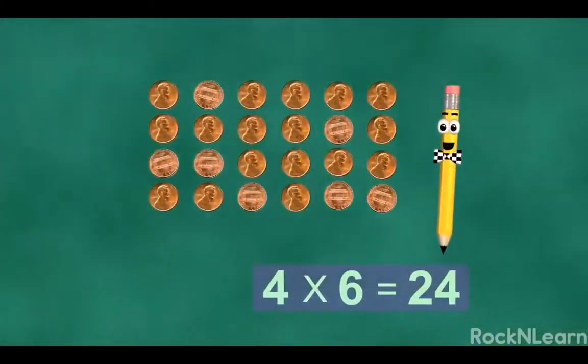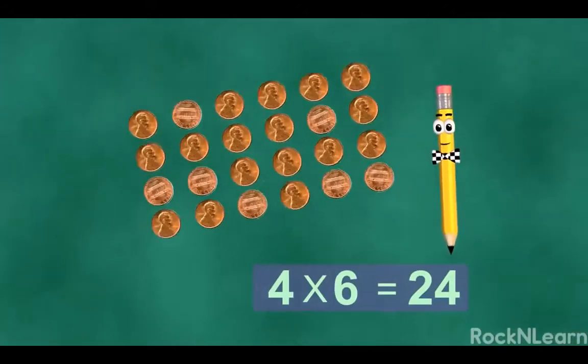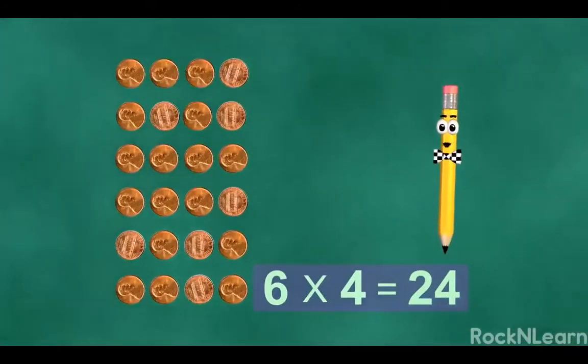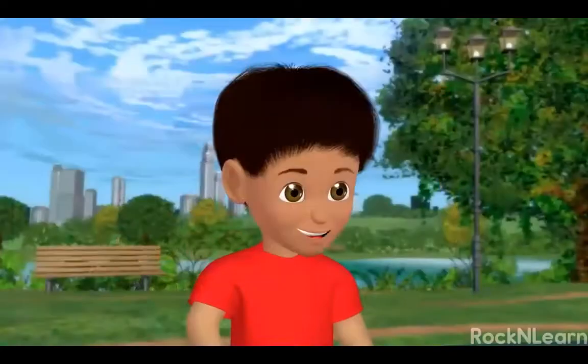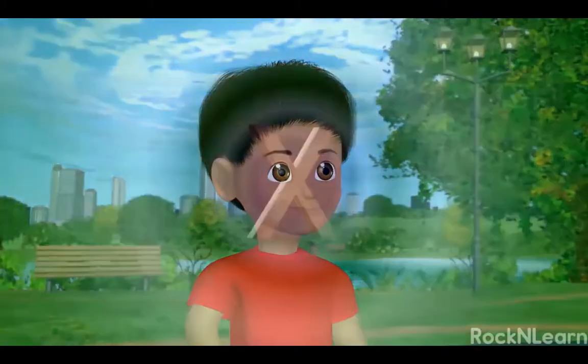This shows the multiplication problem 4 times 6. And if we move it around like so, it now shows the multiplication problem 6 times 4. But we still have the same number of pennies, 24. Oh, I understand.